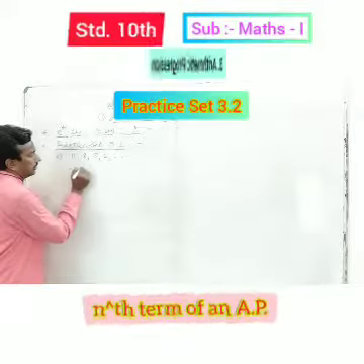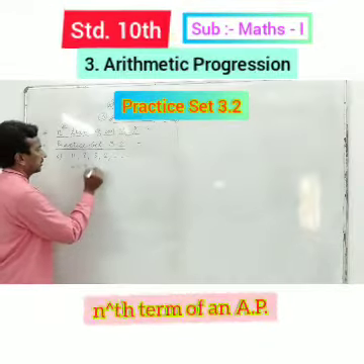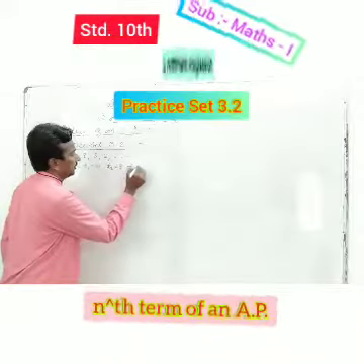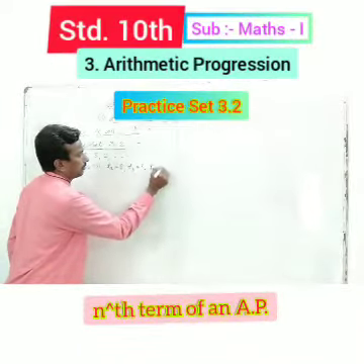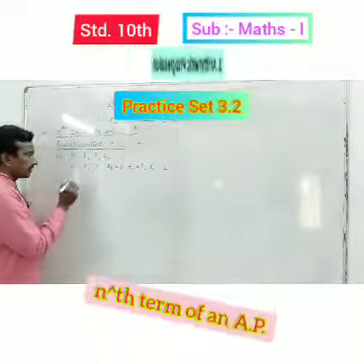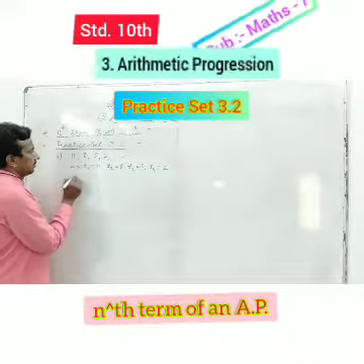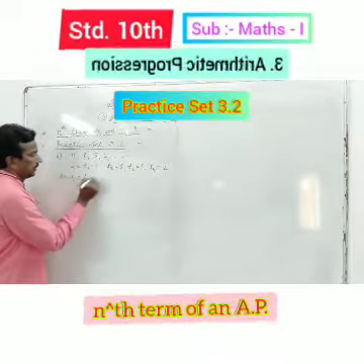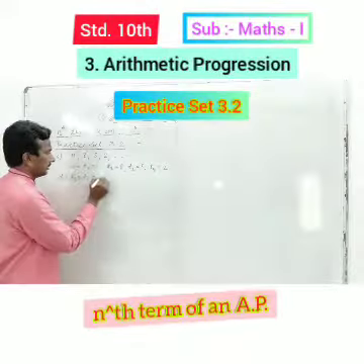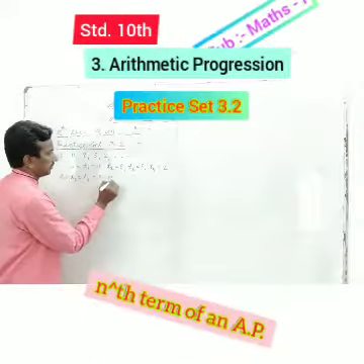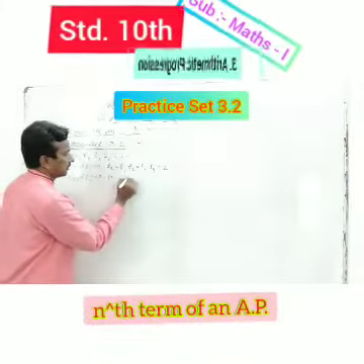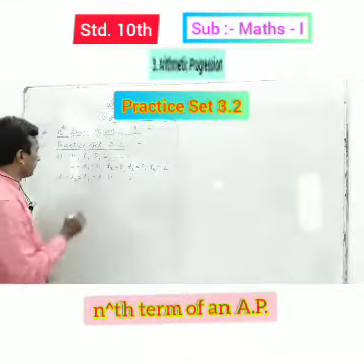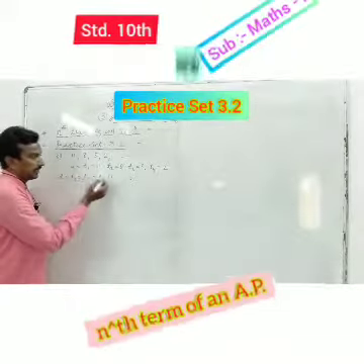Then we know A is equal to T1, the first term, which is 11. T2 is 8, T3 is 5, T4 is 2. Now find T2 minus T1, that is D. D is equal to T2 minus T1, which means 8 minus 11. 8 minus 11 is minus 3, which means the common difference is minus 3. It is given that it is an AP.